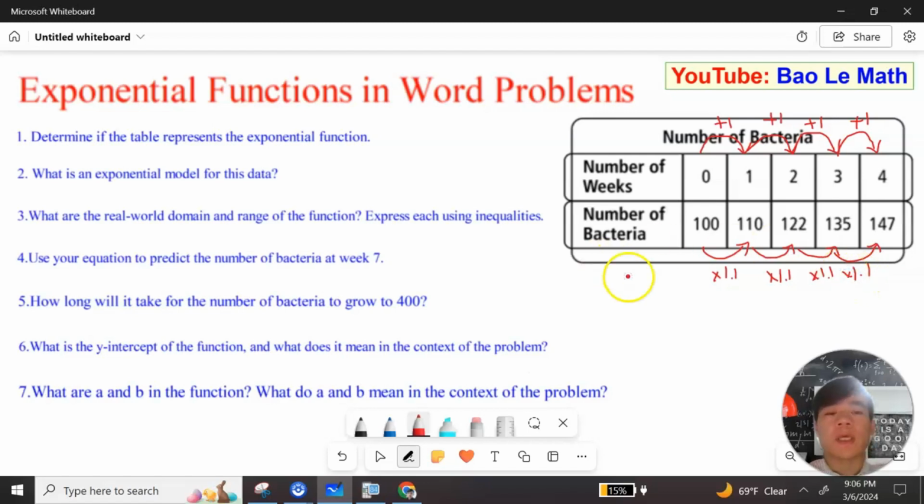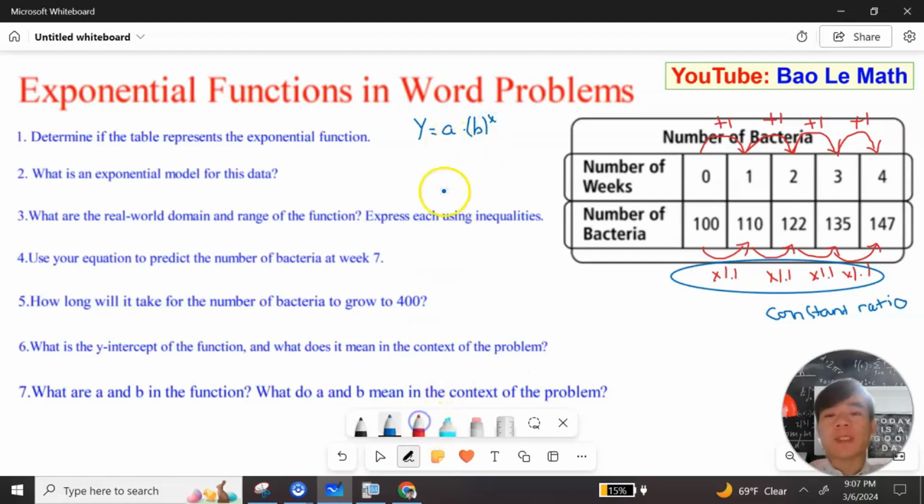We see that every single time we multiply by the same number. This is an equal, constant ratio. Now, recall the exponential function is going to be y equals a times b to the x right here.